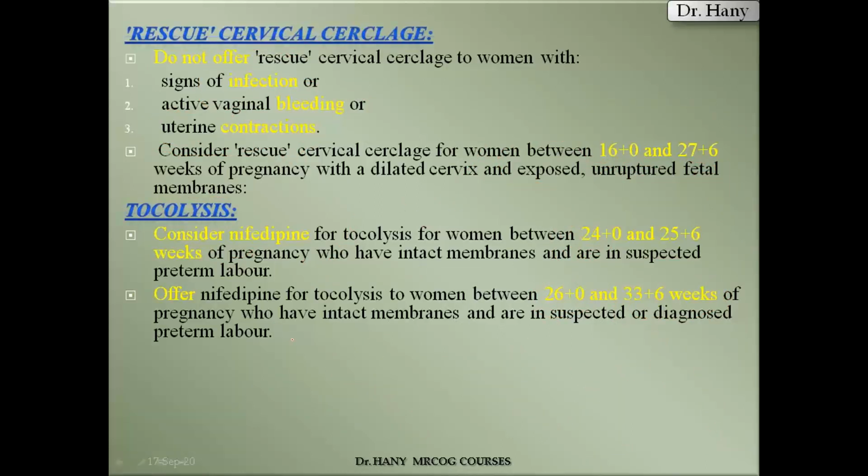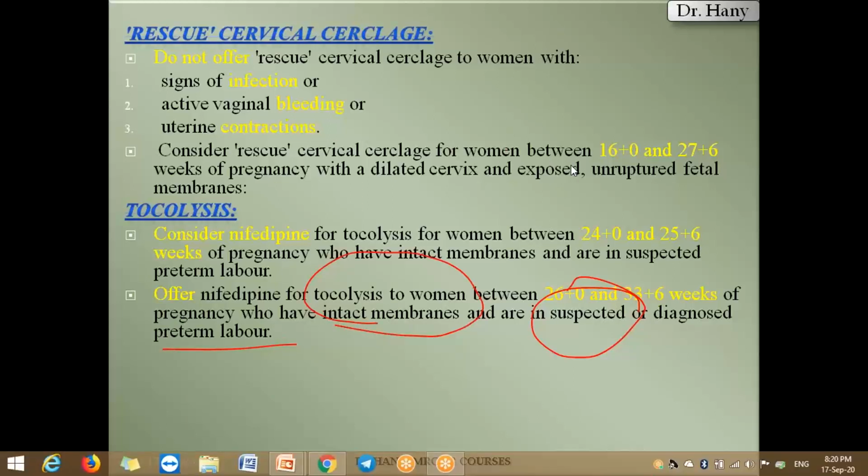So anyway, you will offer nifedipine between what? Between 24 and 34 plus 6, if a woman has suspected preterm labor or diagnosed preterm labor, and it should be intact membranes. Rupture of membranes is a contraindication to offering tocolysis. Okay?